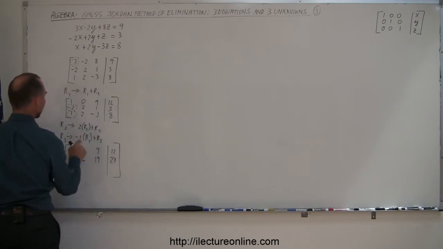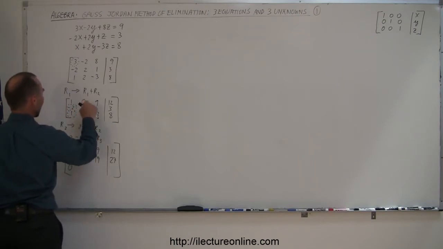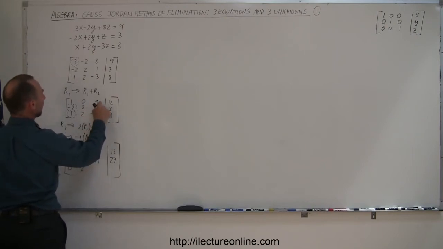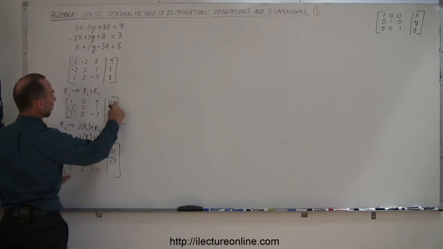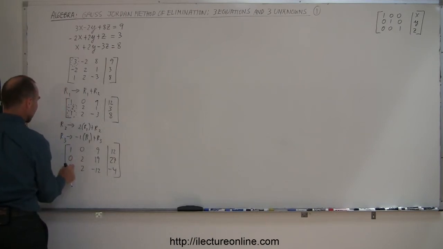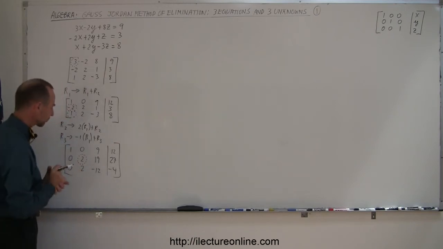And for the third row, I'm going to take -1 times this added to row 3. So -1 times this added to that gives me 0. -1 times this added to 2 gives me 2. -1 times 9 is -9, added to -3 is -12. And -1 times 12 is -12, added to 8 gives me -4. So now I've gotten a 0 here and a 0 there. Next, I'm going to attack this one. I want to turn that into a 1.